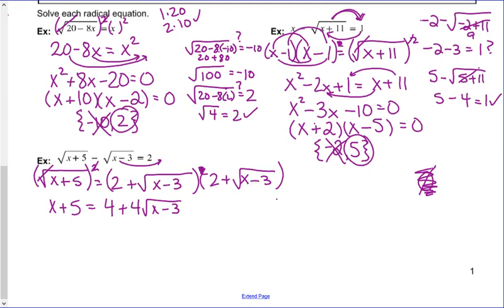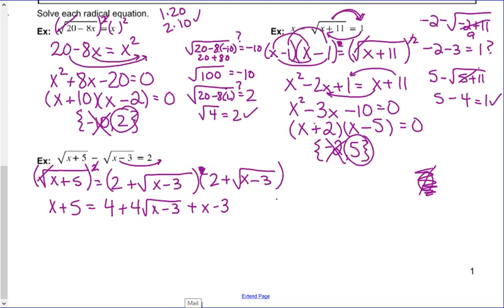Just like whenever I did the square root of 3 times the square root of 3, that's 3. Square root of 2 times square root of 2 is 2. This square root times that square root is just going to yield what's underneath there. Okay? All right, very good.